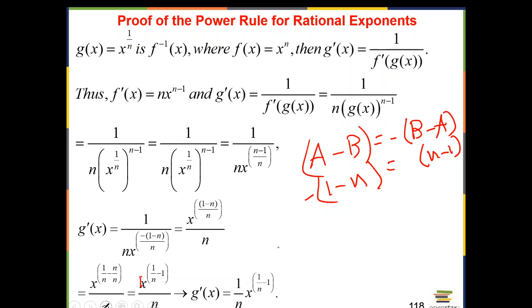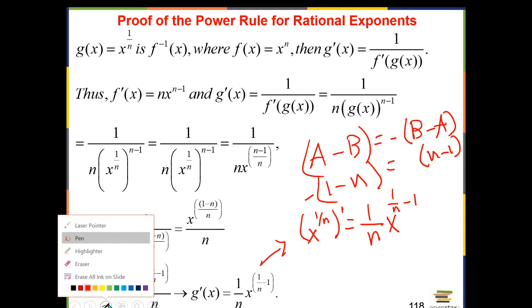So it looks like we just proved that x to 1 over n prime, you bring 1 over n downstairs, and then x to the power of what? 1 over n minus 1. That's exactly what the power rule is, right? So we just proved that even if it's a fraction, the answer here would be the same as the power rule, right? So apply power rule even if you have fractions, right?